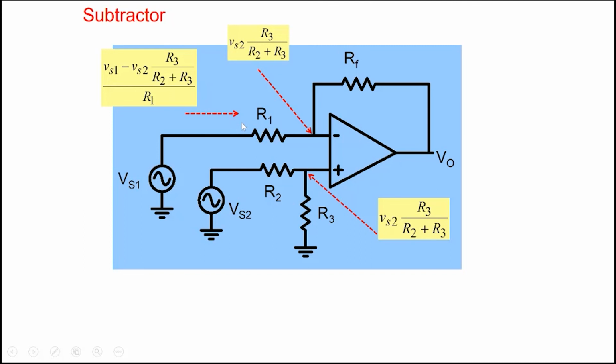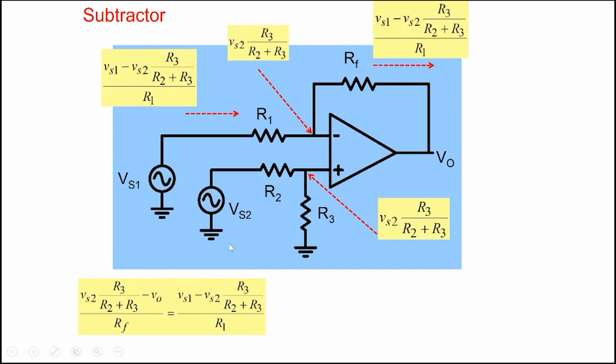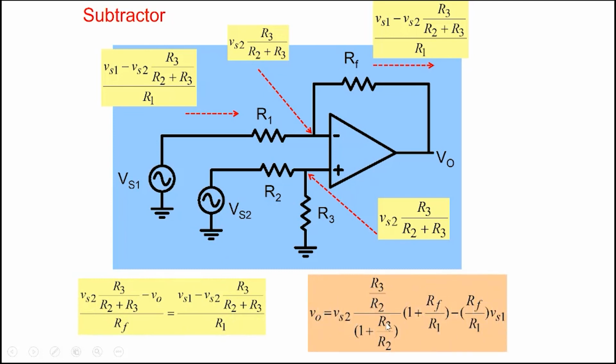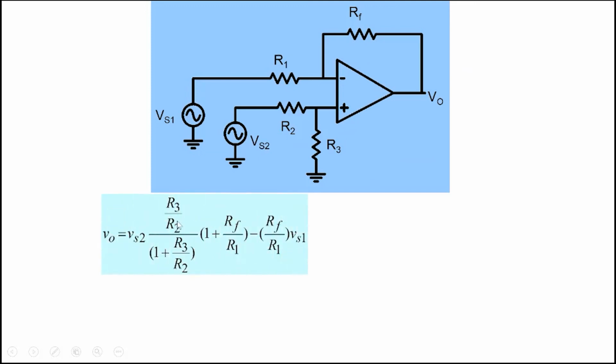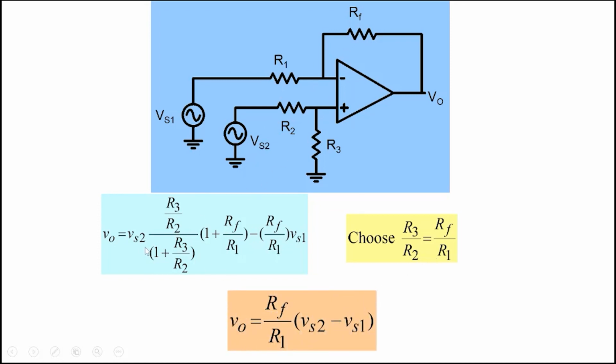Now we can calculate the current. The same current would flow here, and apply Ohm's law across this, and rearrange it so you get an expression like this here. And let's simplify it here. So we get this expression here. So now let's choose R3 by R2 equal to RF by R1. If we choose it like this, it's easy to show that you can rearrange V0 equal to RF by R1, Vs2 minus Vs1 here. So we can subtract the two voltages here, Vs2 minus Vs1.